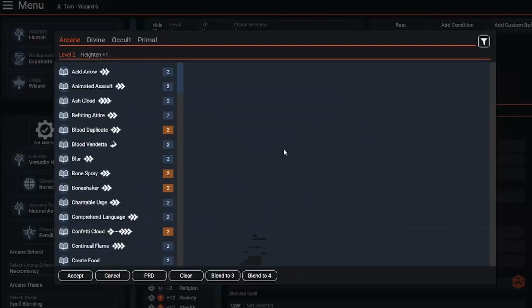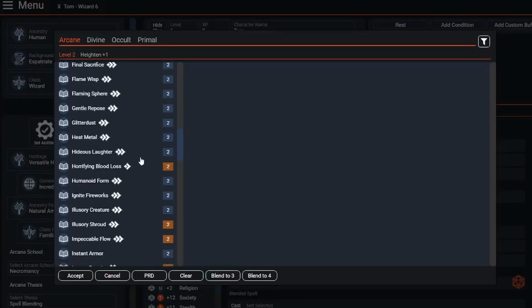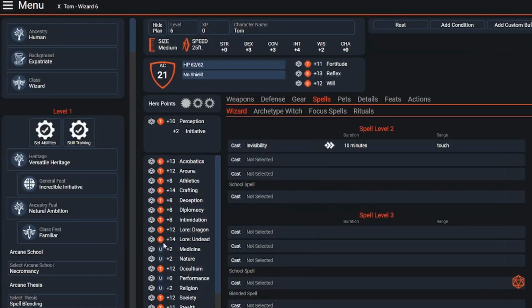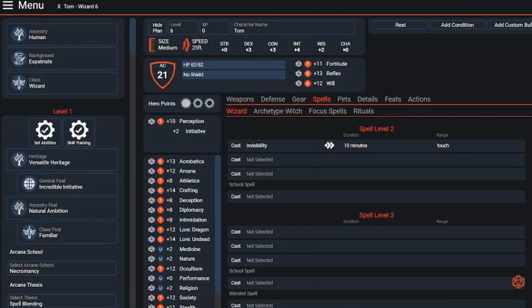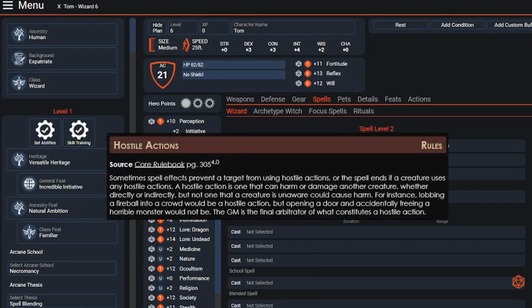For level 2, here is a very controversial pick. This is Invisibility. Well, it's not controversial, it's pretty obvious. Why do I say it's controversial? Because of the age-old question, how does Invisibility work with summons? Invisibility says, if the target uses a hostile action, the spell ends. And what is a hostile action? The rulebook says that it's an action that can harm or damage another creature, whether directly or indirectly.